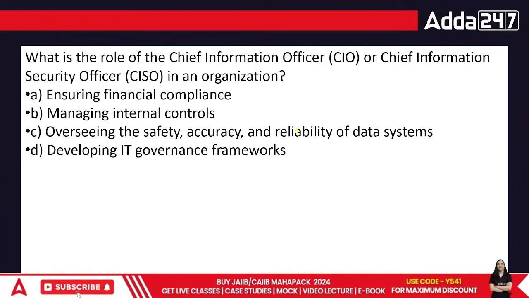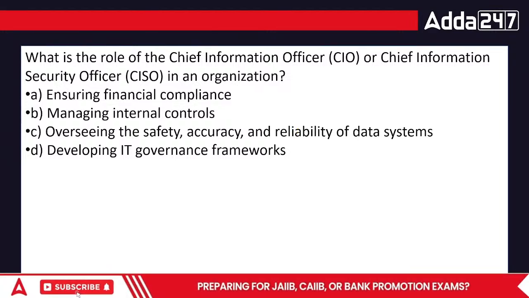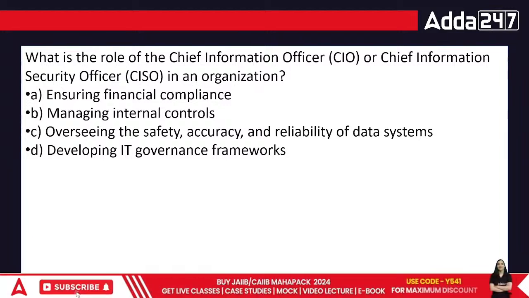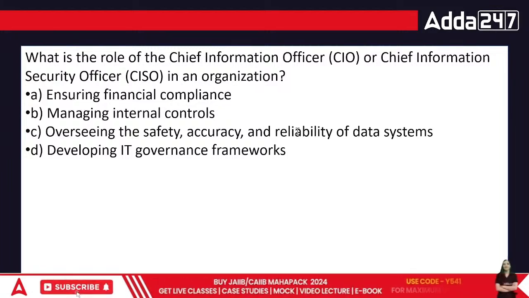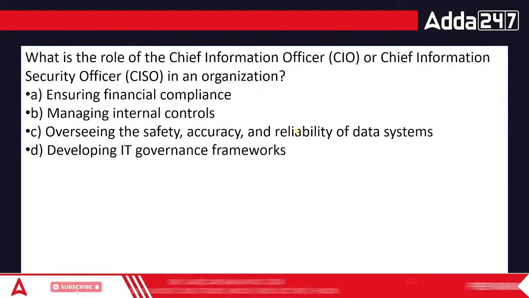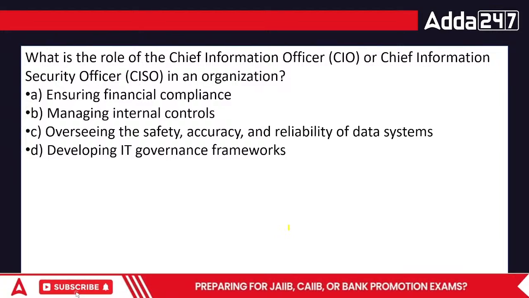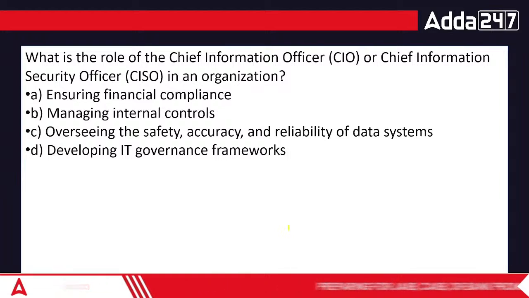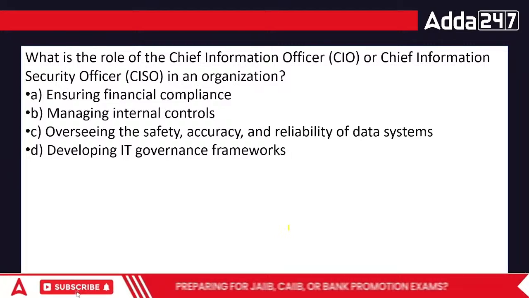Let's move on to the next question. The next question is related to the area of CISO or CIO, everyone. What's going to be the answer here? What is the role of Chief Information Officer or Chief Information Security Officer? Ensuring the financial compliance, managing the internal controls, overseeing the safety and accuracy of the data systems, or developing IT governance framework. See, IT governance framework is definitely not their problem. They are not here to follow that particular part.